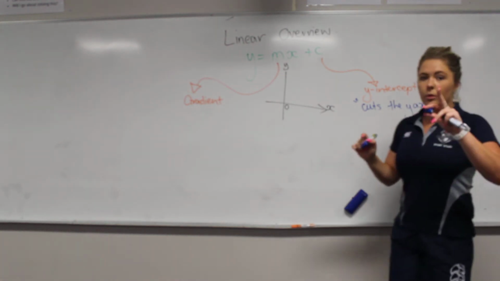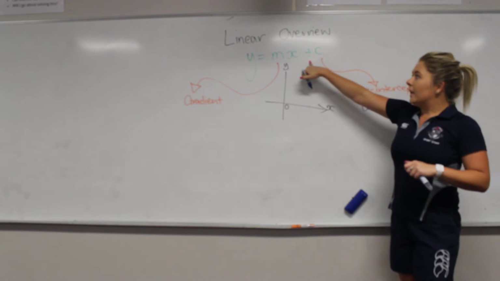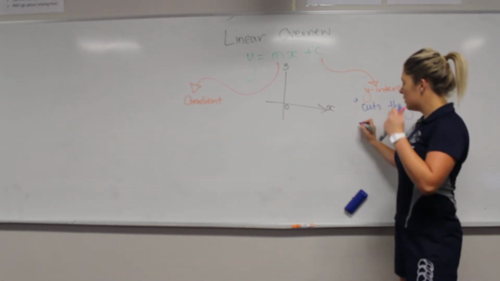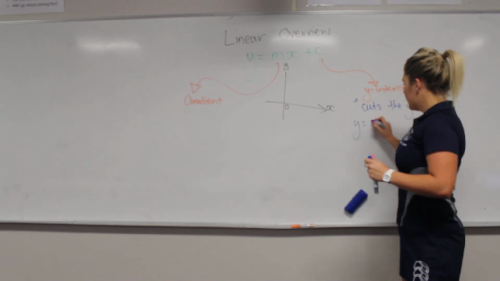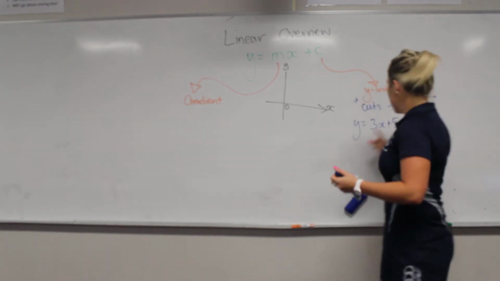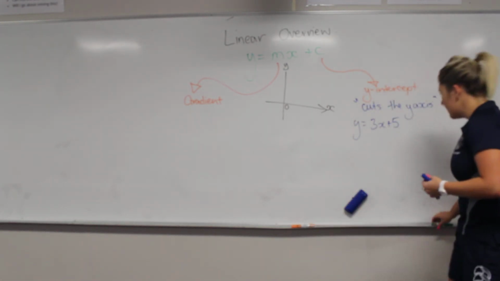Now we can find this two ways. The first one is whatever the value of c is. So for example, if it is given to you y equals 3x plus 5, we know that the 5 is the y-intercept there.